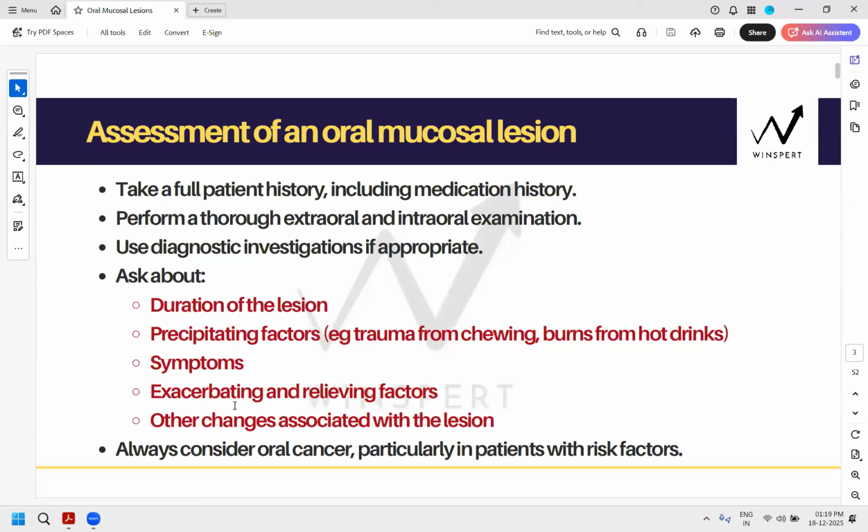What are the precipitating factors? Trauma or burns? Get the causative or precipitating factor. Then what are the symptoms? What kind of pain? Any other symptom; if it's painless, that will also help you determine the diagnosis. What are the relieving factors? What are the exacerbating factors? And what are the other changes which are associated with the lesion? All these questions are extremely important to ask the patient, and always consider the possibility of oral cancer if the patient has the risk factors.